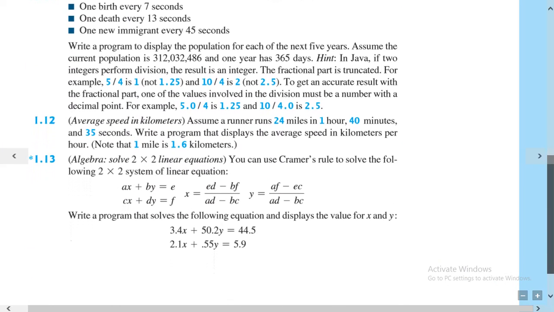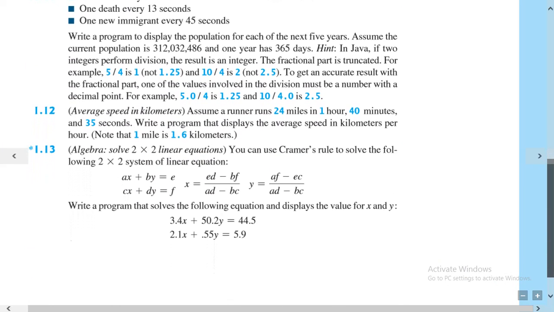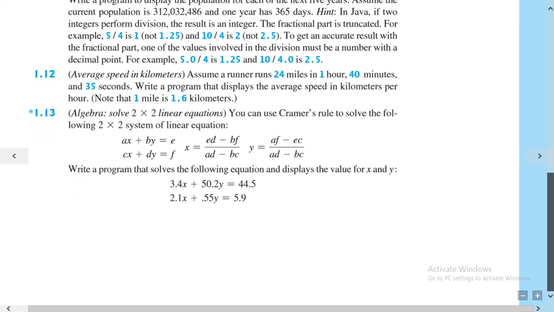Okay, so the question is, what they told us here is you can use Cramer's rule to solve the following 2x2 system of linear equations. Okay, this is what we have. So we're being asked to write a program that solves the following equation and display the value for x and y. Okay, without any waste of time, let's get on to it.